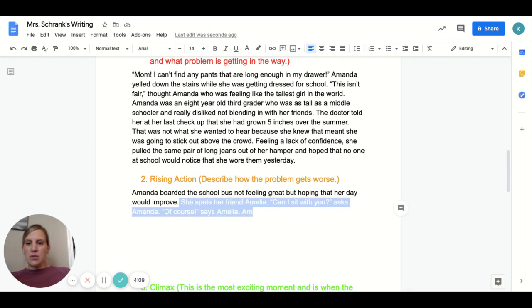"Can I sit with you?" asks Amanda. "Of course," says Amelia. Amanda plops down, moves her backpack to her lap, and tries to squeeze her knees into the bus seat.